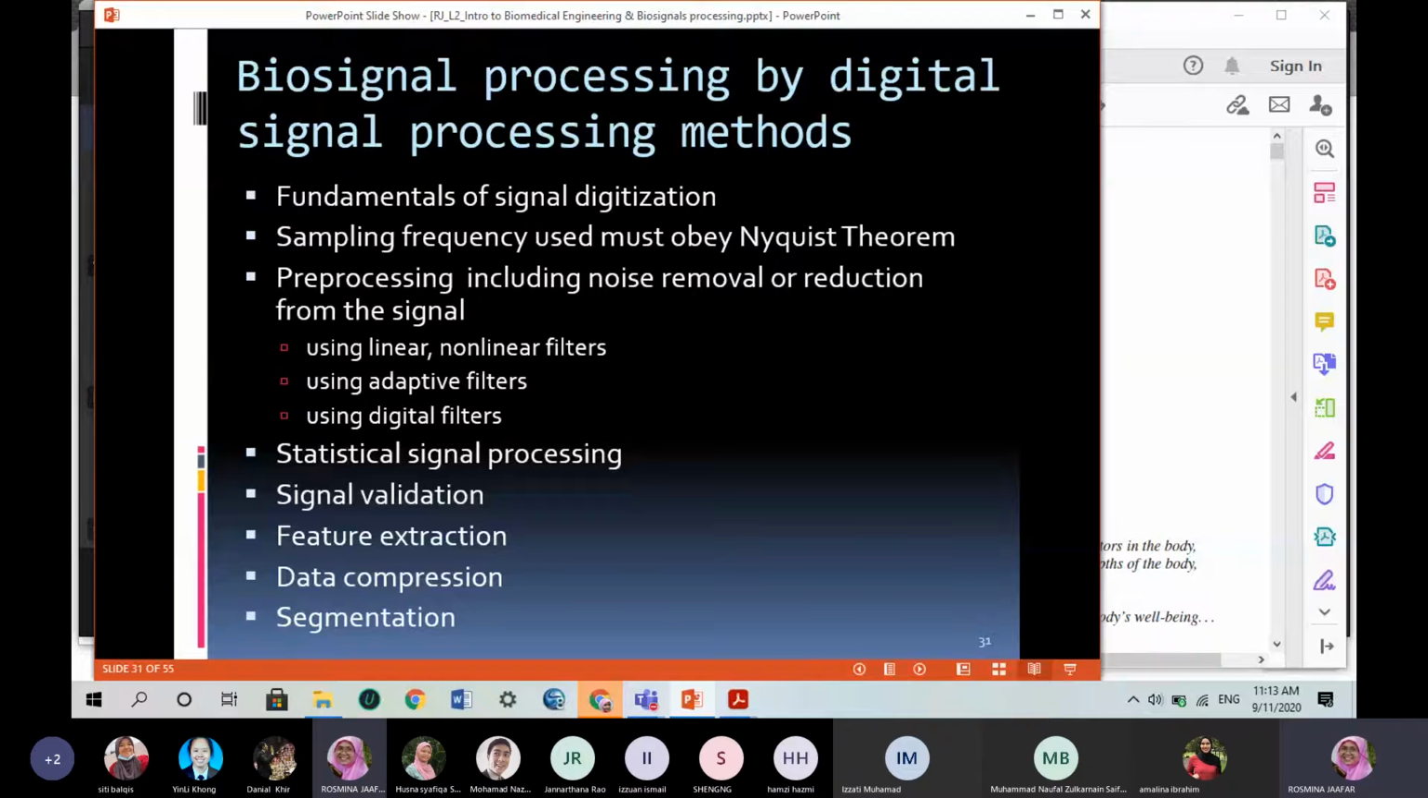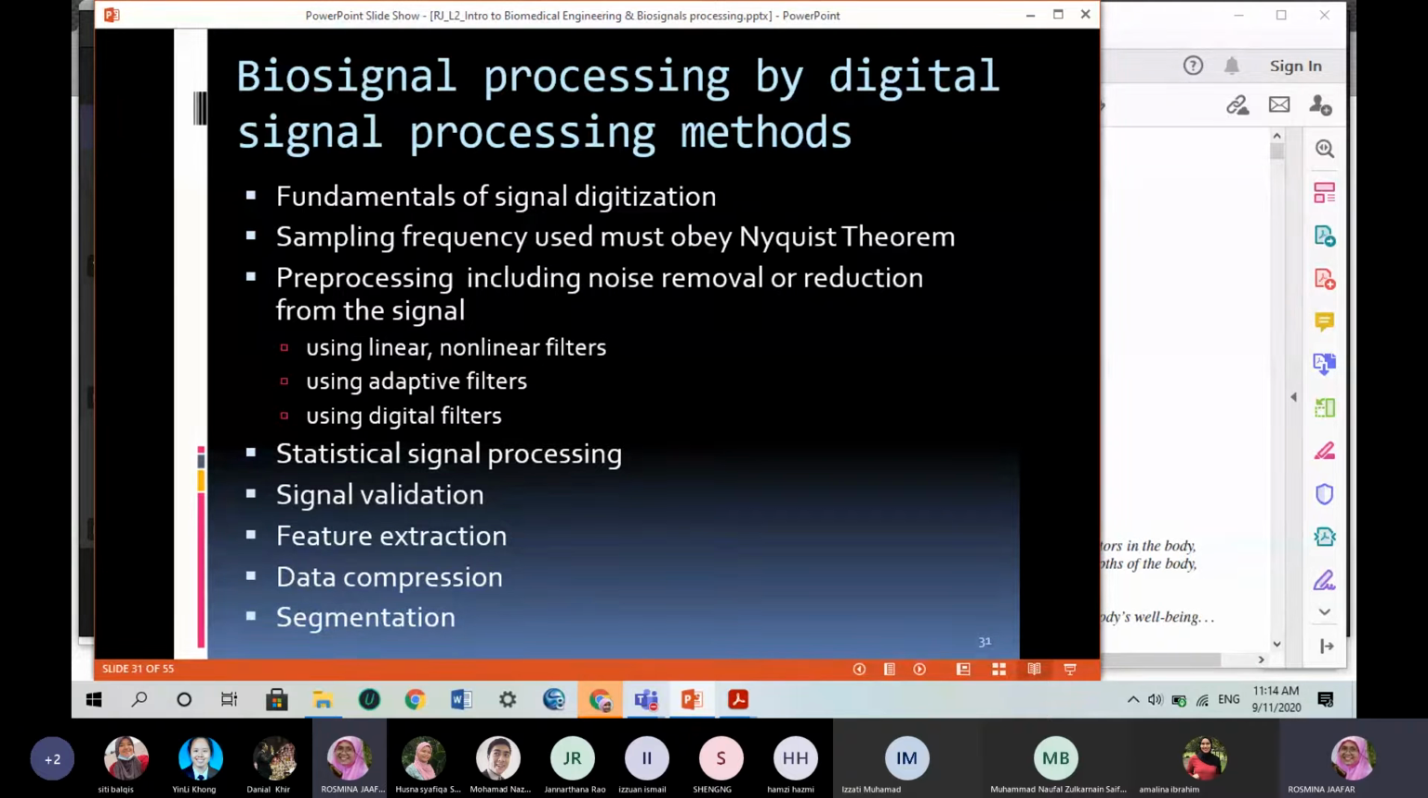Okay, and then you do the pre-processing, including removing the noise using a non-linear filter, or you can also use a linear filter. You can also use adaptive filters, and you can also use digital filters. Digital filters means the kind of filters done by programming. You can also do adaptive filters by programming.